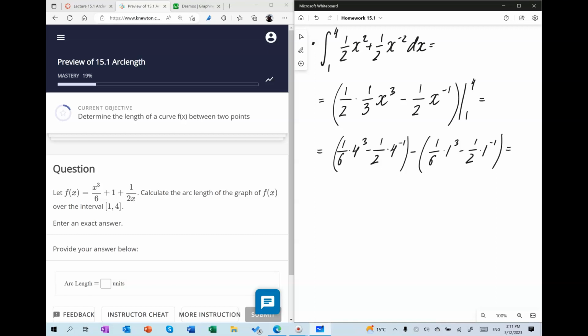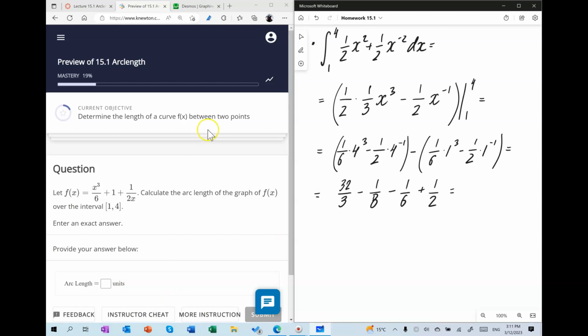I'll just have to compute this. So we have 4 cubed is 64, divided by 6, so 64 over 6 it's 32 thirds minus 1/8 minus 1/6 plus 1/2.